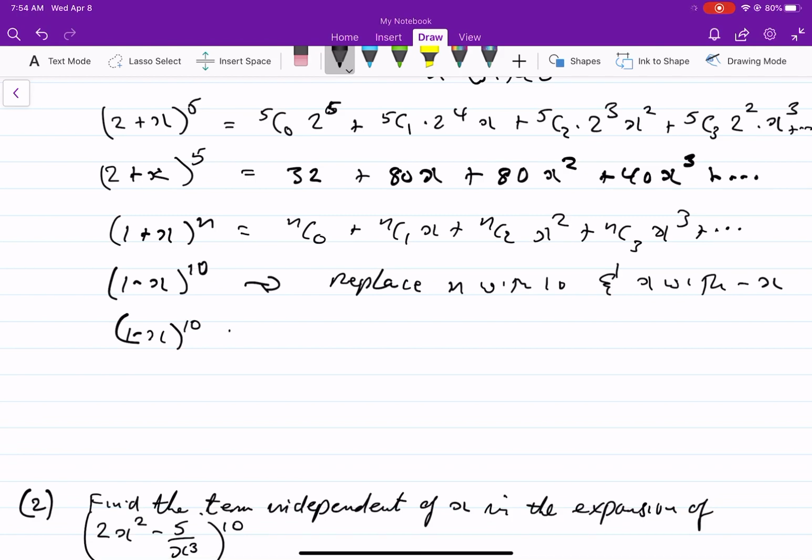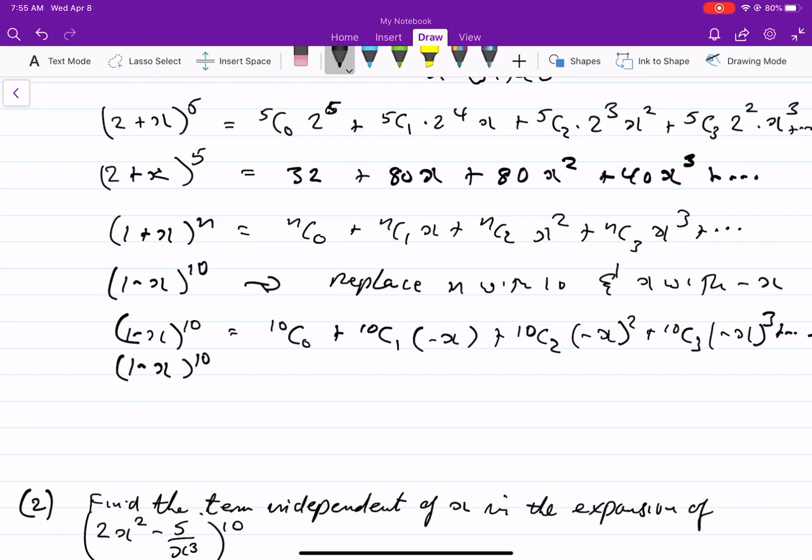1 minus x to the power 10 is 10c0, plus 10c1 times minus x, plus 10c2 times minus x all squared, plus 10c3 times minus x all cubed. That's 1. 10c1 is 10 times minus x, minus 10x. 10c2 is 45, I forgot. 10c2 is 45 times minus x all squared, that's x squared, so this is just plus 45x squared. 10c3 is 120, and with a minus coming from the minus x all cubed, I'll get minus 120x cubed.